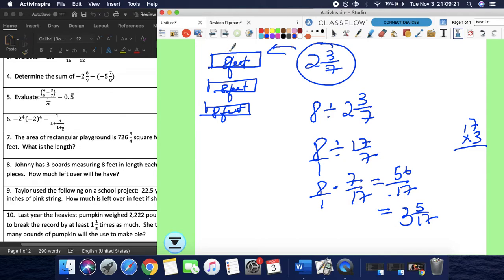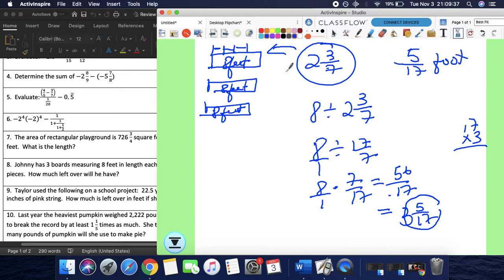So I can make 3 boards. I can make 1 board, another board, and another board. 3 pieces of 2 and 3/7. And how much am I going to have left over? I'm going to have 5/17 of a foot left over.